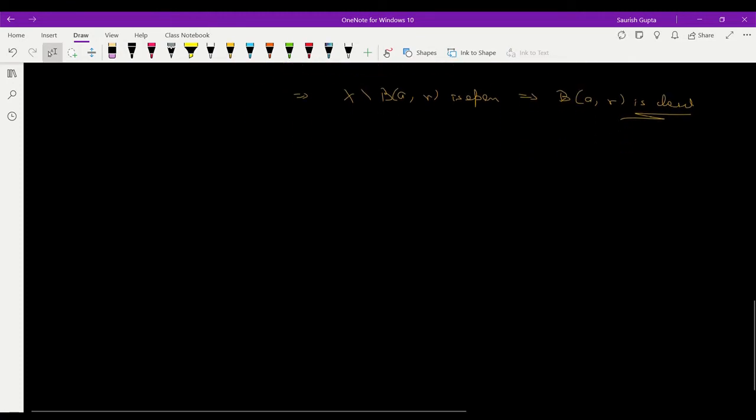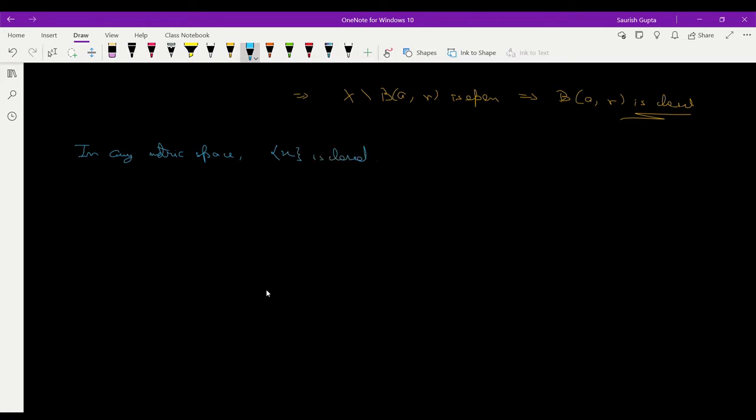And what can you tell about singleton sets in a metric space? They are closed. In any metric space, a singleton set is closed. Also to be remembered, in R, if a set is closed, it contains its bounds. That is, its upper bound and its lower bound.